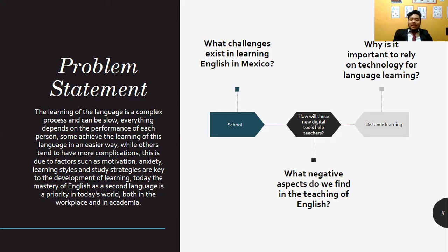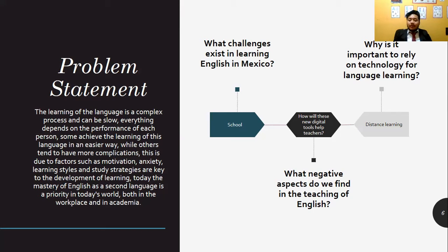Why is it important to rely on technology for language learning? Using technology in the right way will achieve everything that traditional methods have failed to do. Distance learning will by no means replace face-to-face classes, but it is necessary to make the most of it.